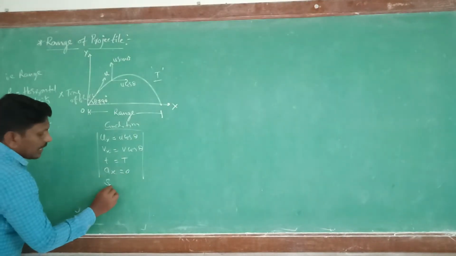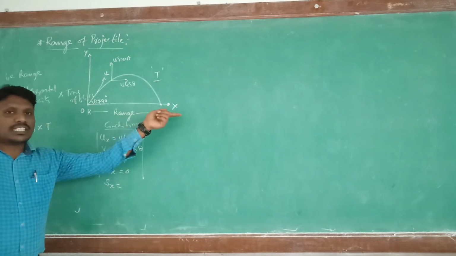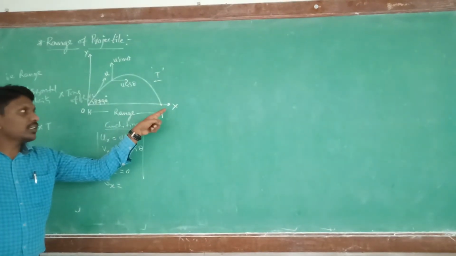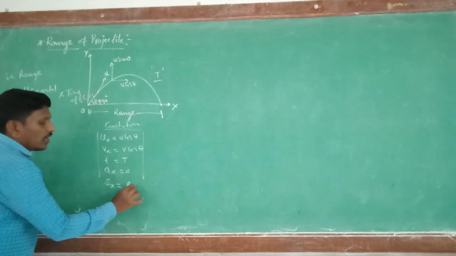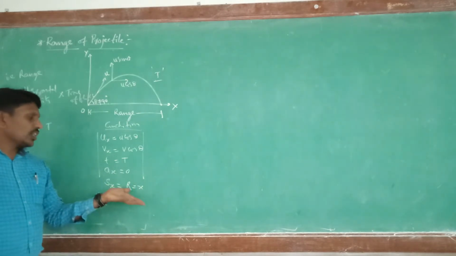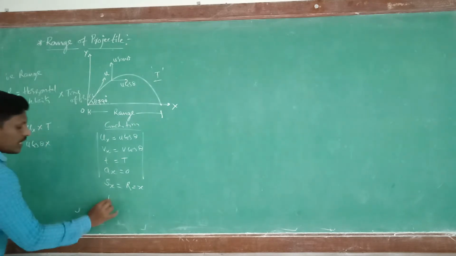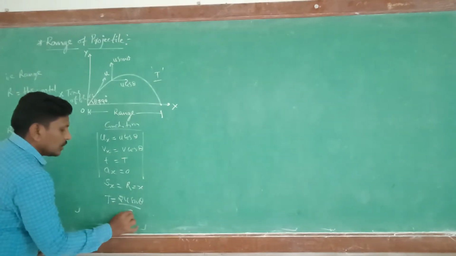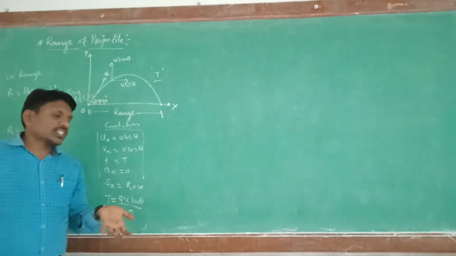Now Sx is nothing but the distance covered in the horizontal direction. How much distance is covered by the object in the horizontal axis? That is Sx equals R, otherwise we can say the x range. So from that, ux, nothing but u cos theta, into t. Here t is nothing but the time of flight, which we know is 2u sin theta by g. We already derived this expression in the previous lecture.